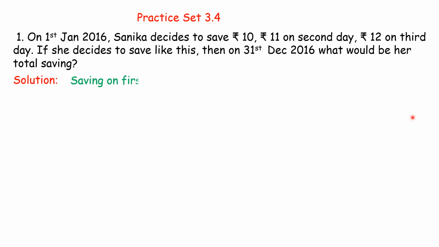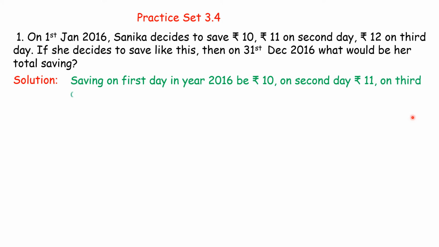Saving on the first day in year 2016 is 10 rupees, on the second day 11 rupees, on the third day 12 rupees, and so on. Therefore, this is an AP: 10, 11, 12, and so on.